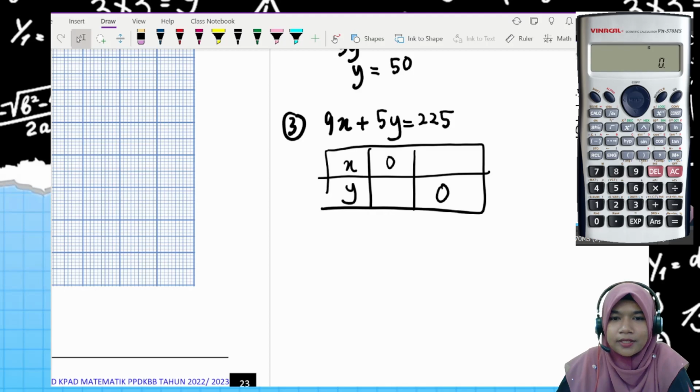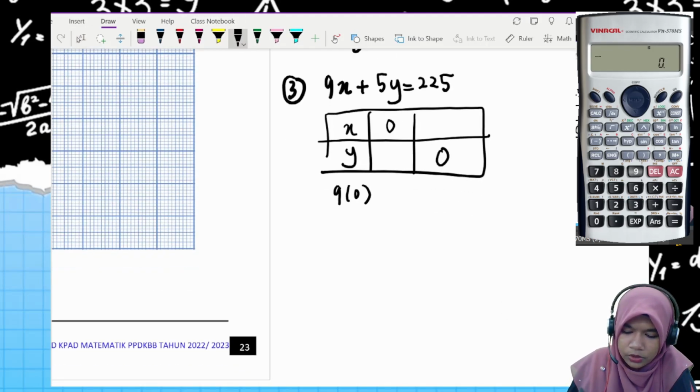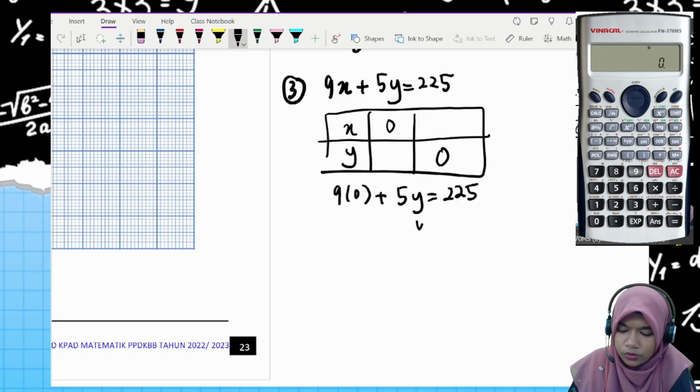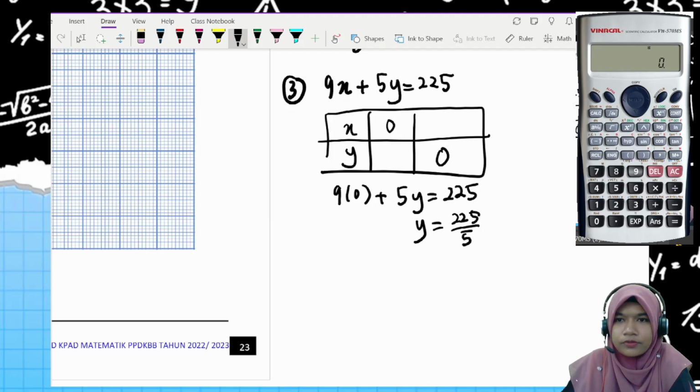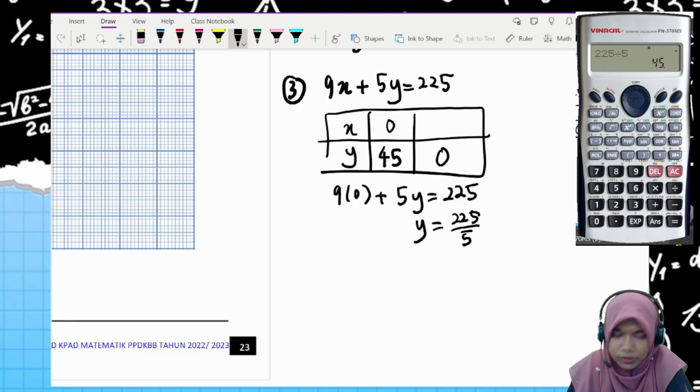Okay, the calculator is out. When x equals 0, what is the value of y? Write the equation first: 9 times 0 plus 5y equals 225. So y equals 225 divided by 5. Press the calculator, 225 divided by 5, 45. So when x equals 0, y equals 45 for the first point.